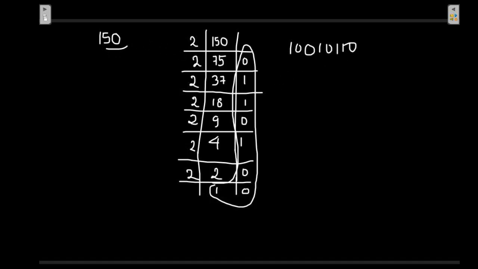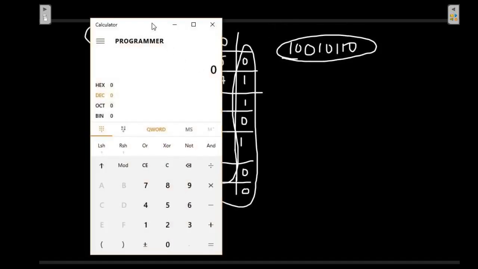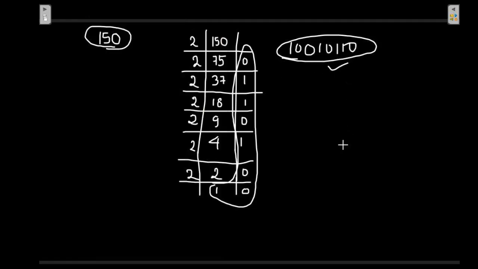So the binary of 150 should be 10010110. Again, checking that, we'll get 150. We'll get 1001 0110. So this is right.